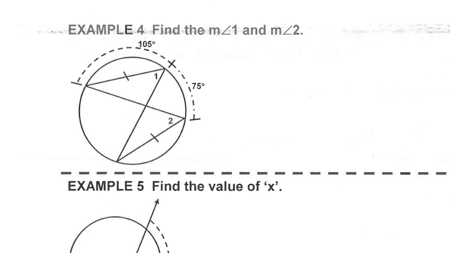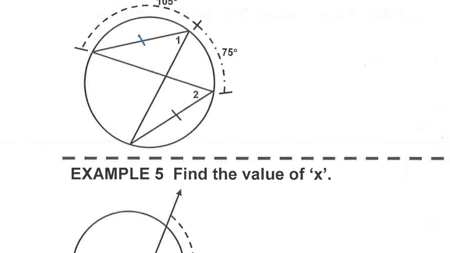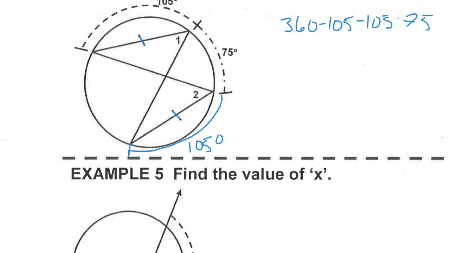Example number 4. It wants us to find angle 1 and angle 2, and it only gives us a few pieces here, but it does help us out on a couple of things. It says that this chord is congruent to this chord, which means I know how long this arc is. It's 105 degrees. Now I can find this last arc. If I do 360 minus 105 minus 105 minus 75, I can find out this other arc, which I believe is 75 degrees.